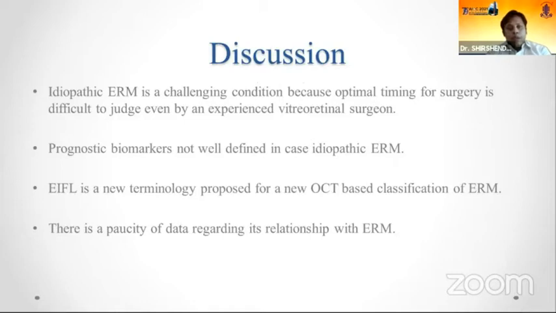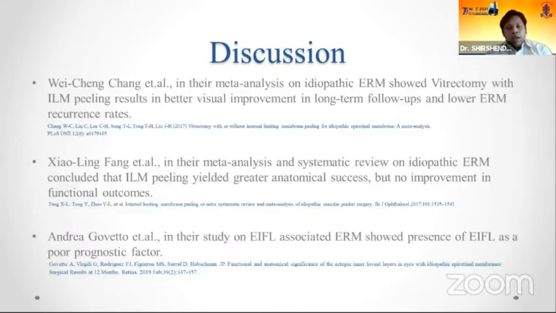Coming to the discussion, idiopathic ERM is a really challenging condition because finding the optimal timing for surgery is very difficult even for an experienced VR surgeon, and there are hardly any well-defined prognostic biomarkers. Ectopic inner foveal layer is a new OCT-based terminology, and there is a paucity of data regarding its relationship with ERM. In the literature, there are a few meta-analyses and systematic reviews on idiopathic ERM, and most of them show that ILM peeling can give good anatomical success, but no improvement or doubtful improvement in functional outcome. And ectopic inner foveal layers is already defined as a poor prognostic factor for ERM.